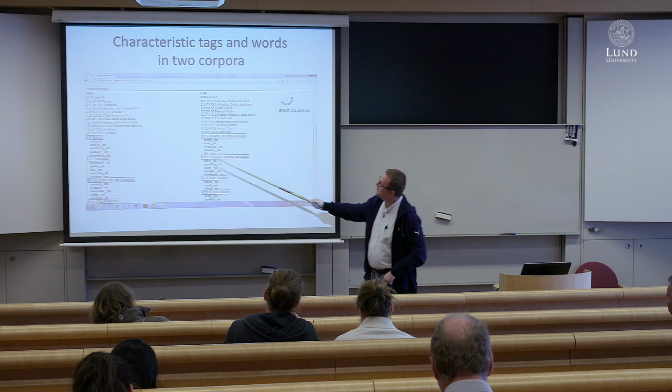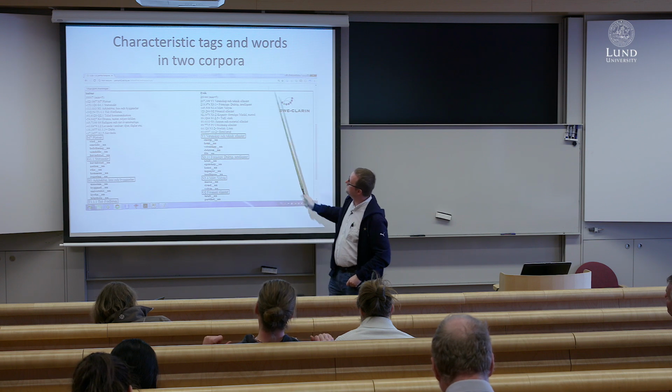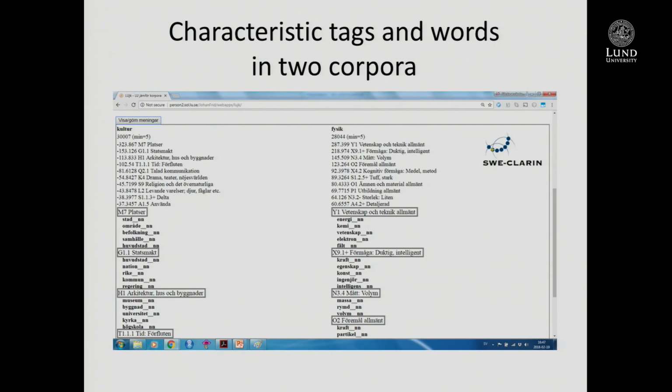So again, here I have compared kultur and physique, taking the Wikipedia articles from each of them, and again, this is Swedish. So what comes out here is that for kultur, we get tags for places, which means there are lots of words in here that are associated with places, and you can actually see some of the words that occur together with kultur. So city, area, population, etc.